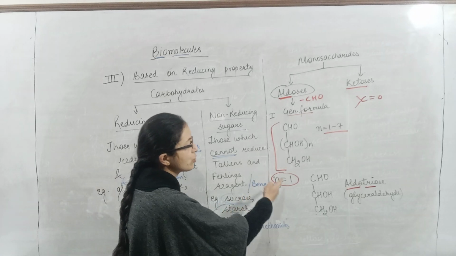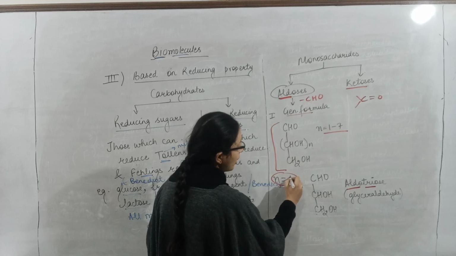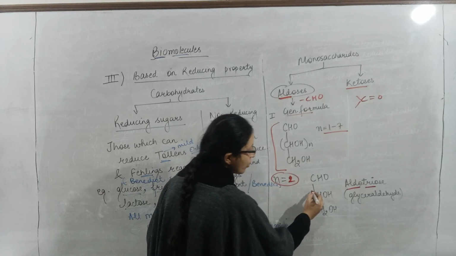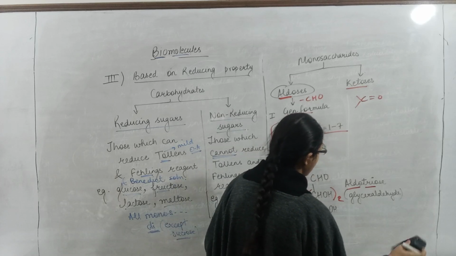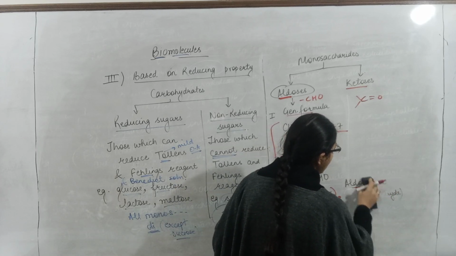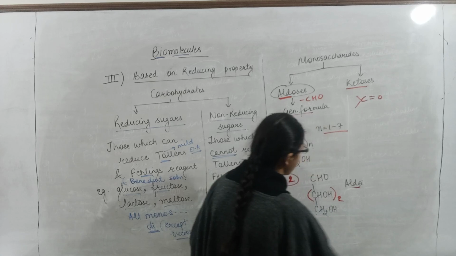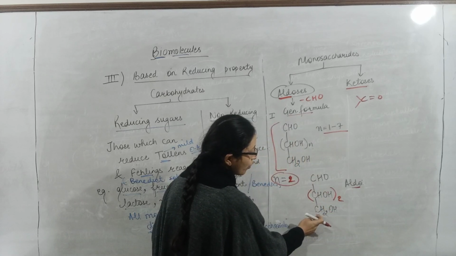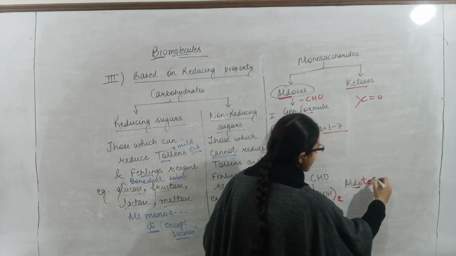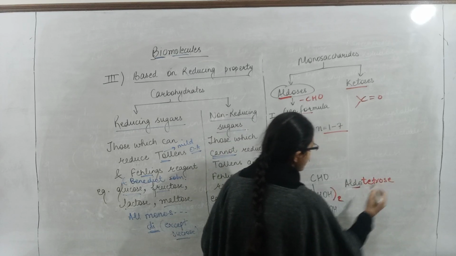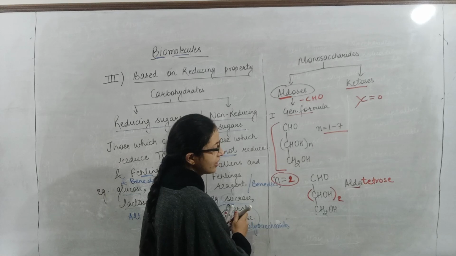Likewise, if you put N is 2, अगर हम N को 2 पुट कर लेंगे तो ये क्या हो जाएगा, CHOH whole twice. Then it will be termed as, now how many carbons are there, 2, 3, 4. So it will be termed as 4 carbons, so tetrose, aldotetrose, right?